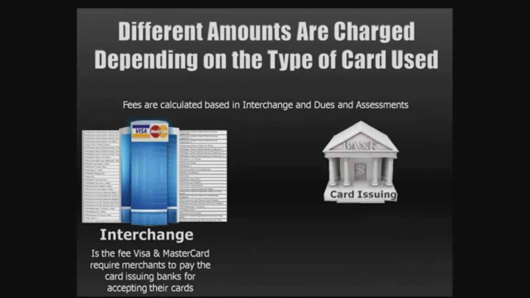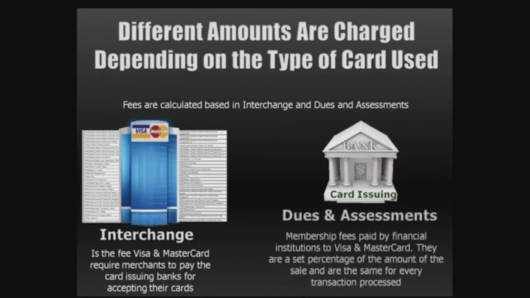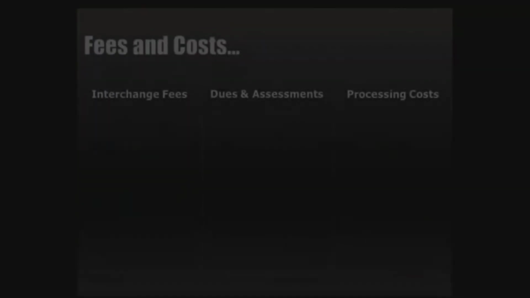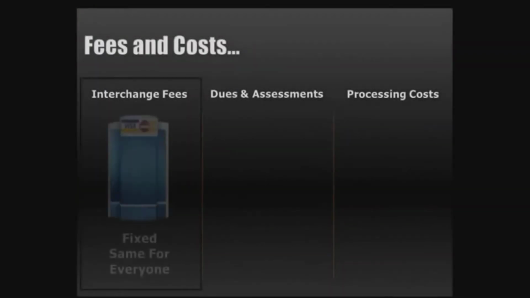Additionally, there are dues and assessment fees. These are passed on to the merchant. These are membership fees paid by financial institutions to Visa and MasterCard. These fees have no rules, categories, or criteria. They are just a set percentage of the amount of the sale and are the same for every transaction processed. Now let's look again at these three areas.